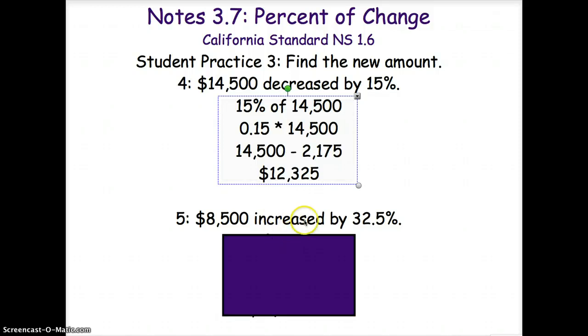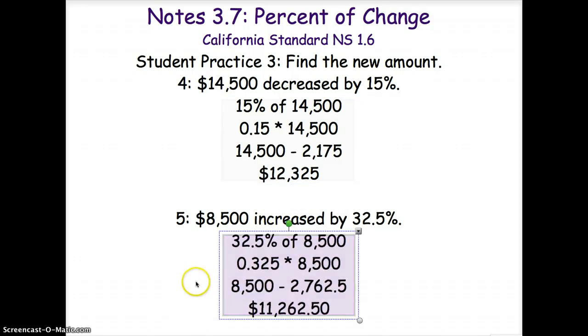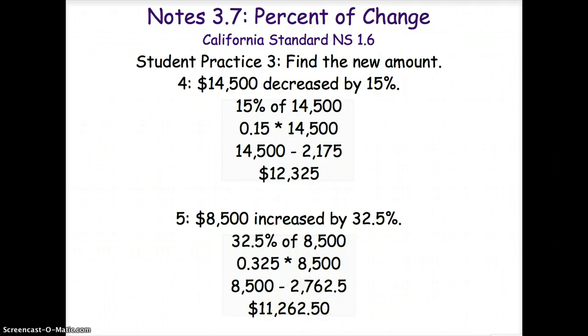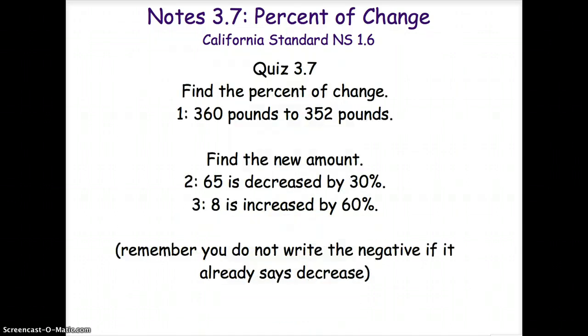So right away when you see that word increase, you know you're going to be adding. And you go ahead, turn that into multiplication with a decimal. You end up with, and I have a subtraction sign there, that should be addition, 2,762 and 5/10, and I add those two together, and I end up with $11,262.50.